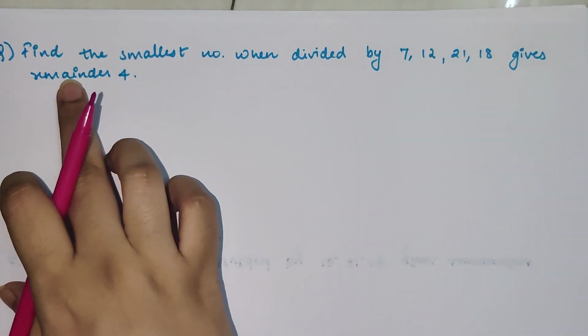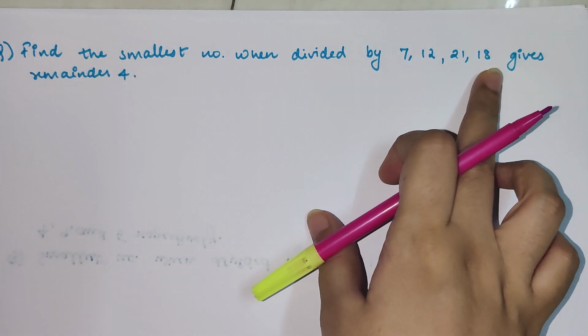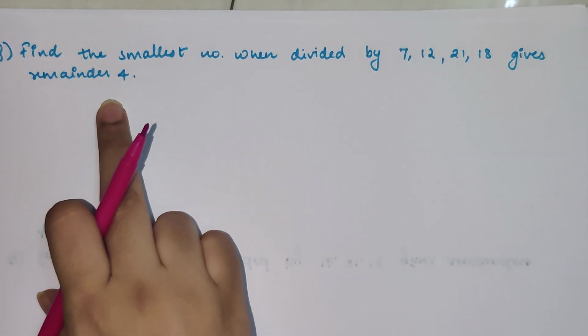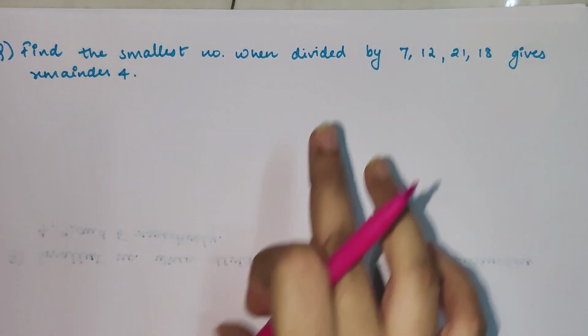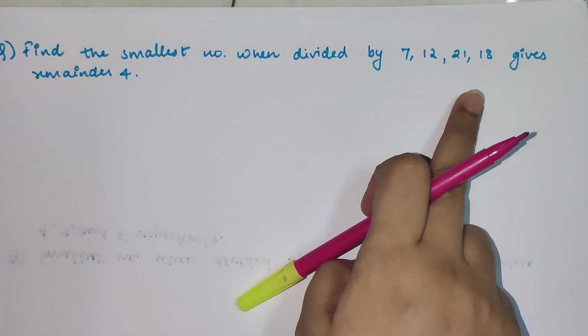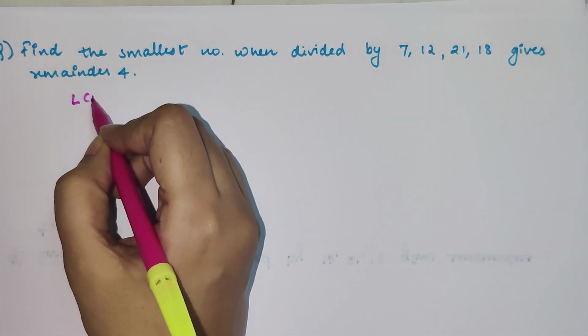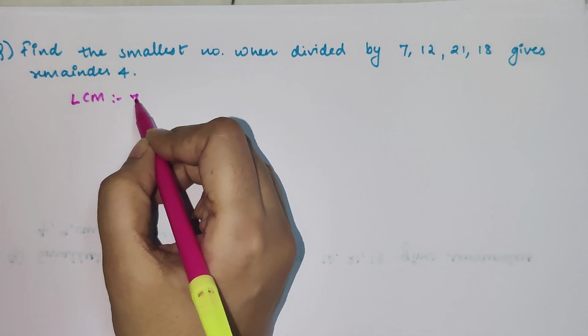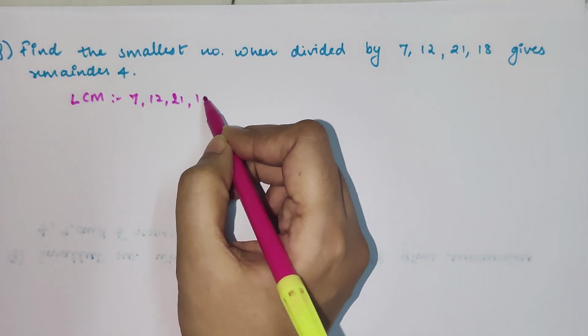Okay, so the question is, find the smallest number which, when divided by 7, 12, 21 and 18, gives you the remainder as 4. Okay, so now understand, what you need to do is very simple. You just need to find the LCM of 7, 12, 21 and 18.